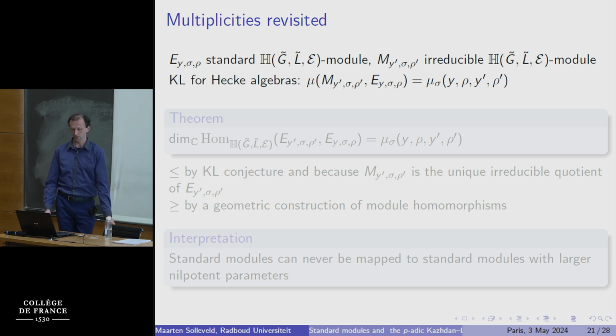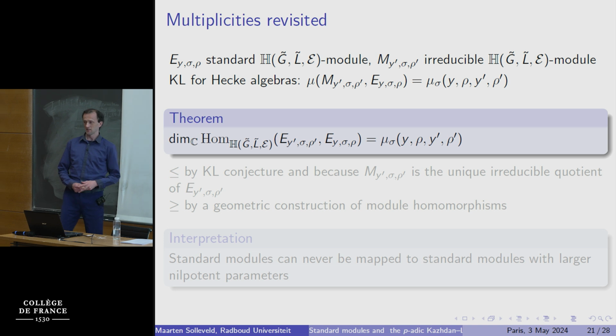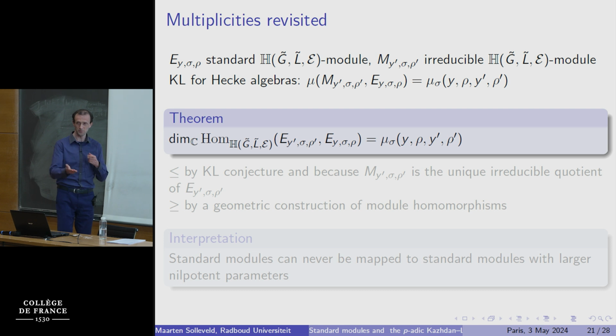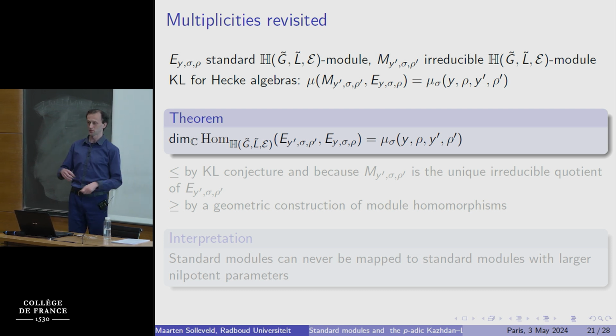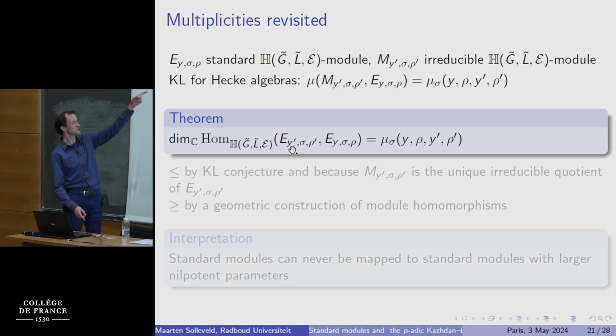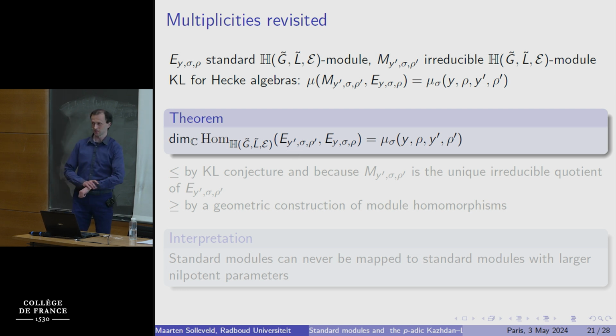So suppose we have this Kazhdan-Lusztig conjecture. We know something about the multiplicity of an irreducible module in a standard module. And then, it turns out that this multiplicity is in some sense entirely obtained by homomorphisms, not from the irreducible module, but from one standard module to another standard module. So if I want to compute how often a certain module M(y', σ', ρ') appears in a standard module E(y, σ, ρ), every time it appears is accounted for exactly by a one-dimensional space of homomorphisms from the associated standard module to the standard module for y, σ, ρ.